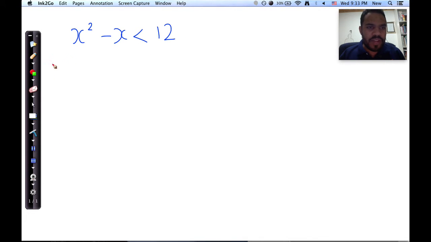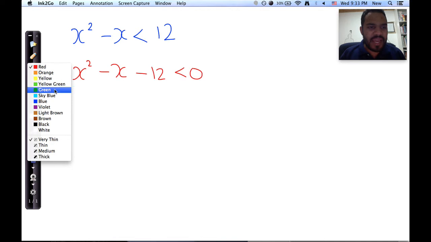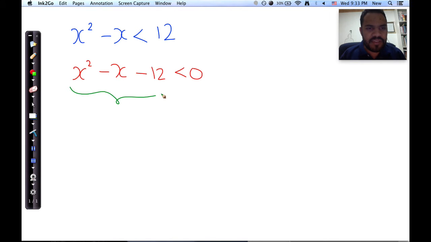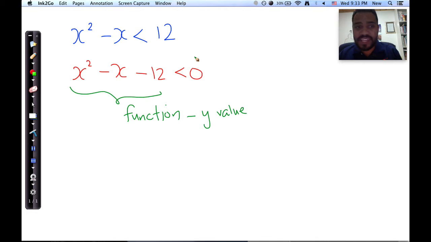So firstly, because it is a quadratic inequality, we want to get it into standard form, which means we're going to have something like x squared minus x minus 12 is less than 0. Now remember that this represents a function, right? And that function is essentially something you may have learnt in grade 10. That function is a parabola that looks like that or that looks like that, okay? So here we're saying that function, which corresponds to its y value, needs to be less than 0. In other words, the function itself needs to be negative.